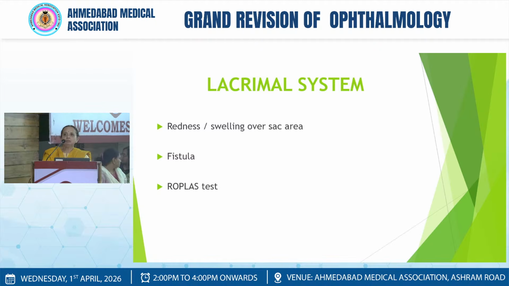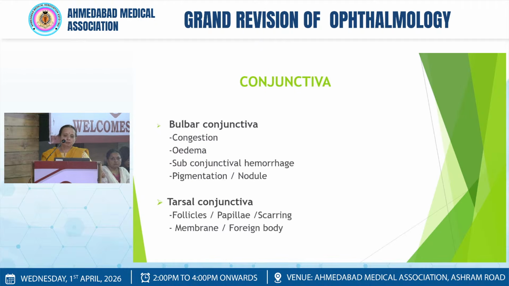Lacrimal system. The lacrimal sac is situated near the medial canthus in the lacrimal fossa, and any redness or swelling near this sac area is suggestive that the patient might be suffering from chronic dacryocystitis. Long-standing chronic dacryocystitis can result in a fistula formation over the sac area, and a regurgitation test, that is Ruppler's test, can be done to examine the patency of the nasolacrimal duct.